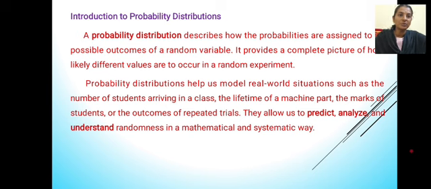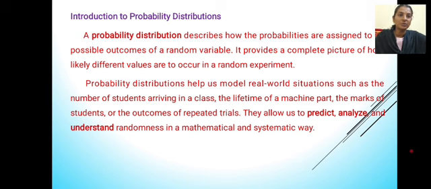Probability distribution can be classified into two ways. The first one is discrete distribution, the second is continuous distribution. In discrete distribution, the random variable takes countable values. For example, in this category we have the binomial, Poisson and geometric distributions. In continuous distribution, we have normal, exponential, and uniform distributions. In continuous distribution, the random variable takes infinitely many values in an interval.